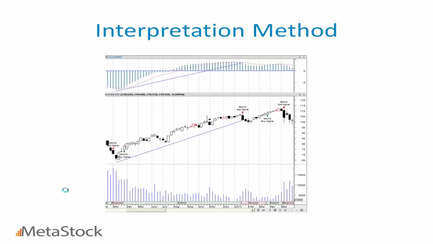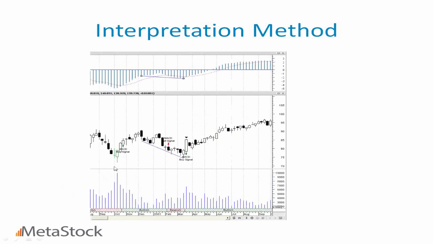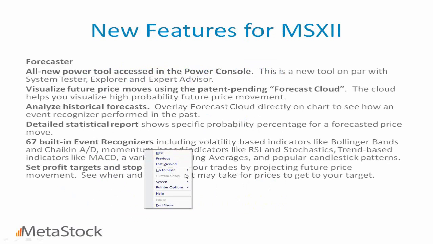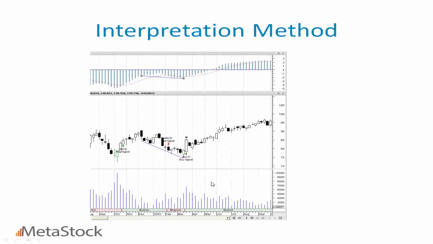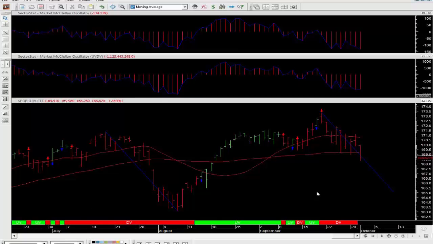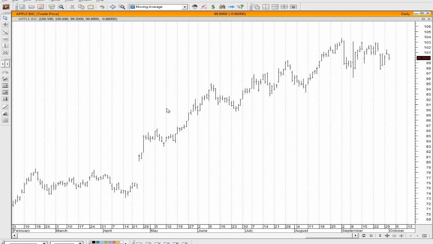Let's go to the next slide, and I think pretty soon we'll jump into the software. Yeah, let's go ahead and do that. Let me go to the previous slide here. Boom. Let's just go ahead and get MetaStock loaded real quick. I actually have an open trade in that today, so I've kind of been keeping an eye on it. So here is the Apple chart.